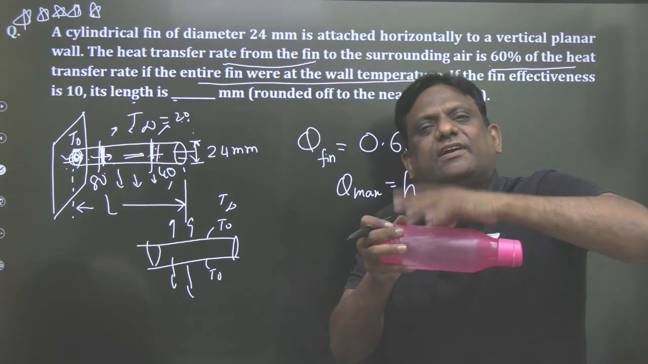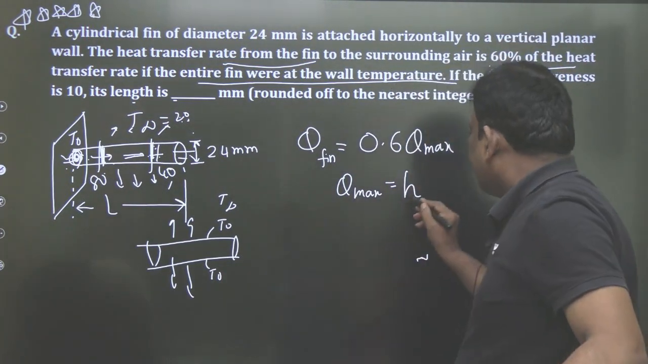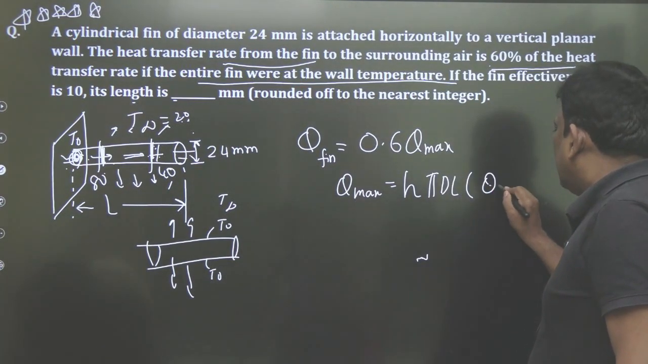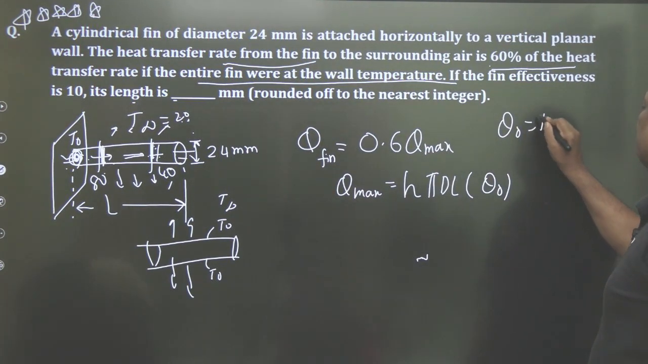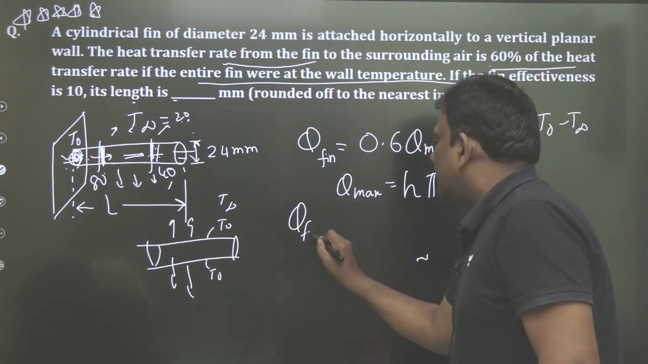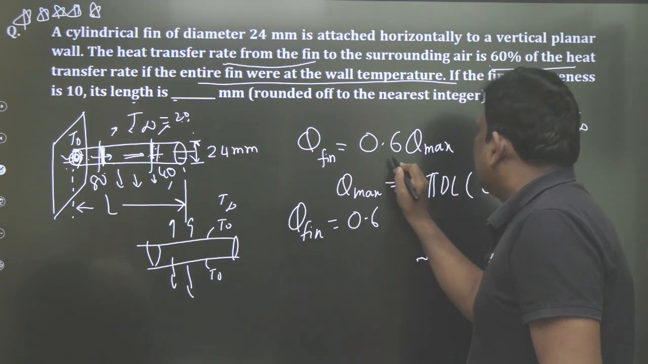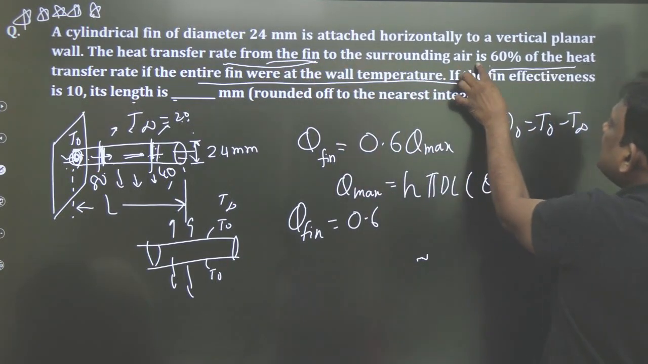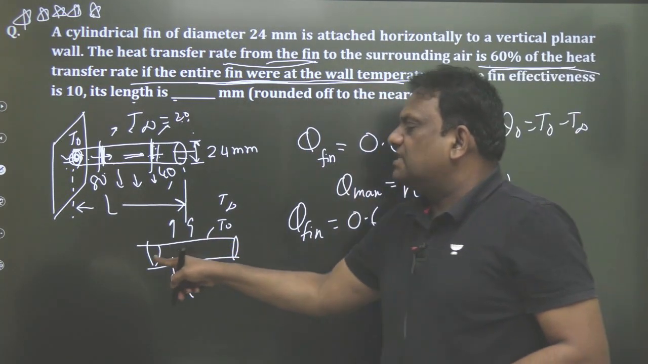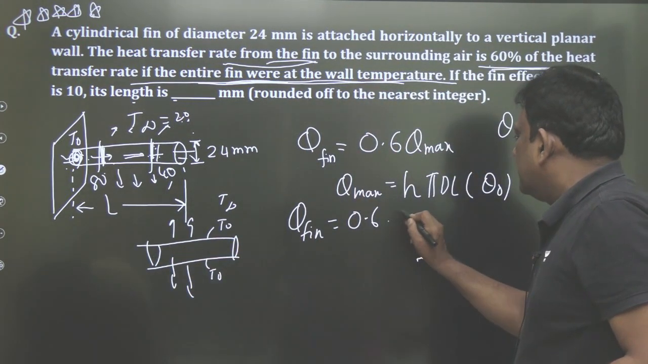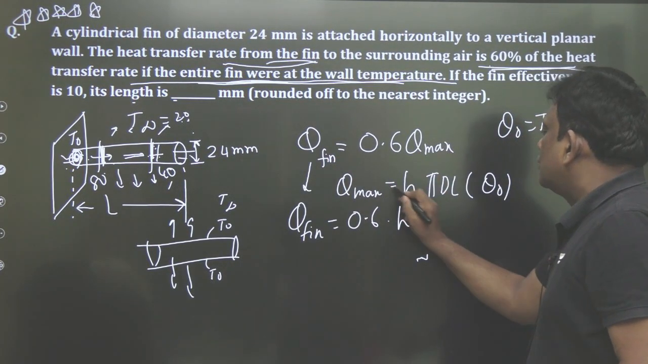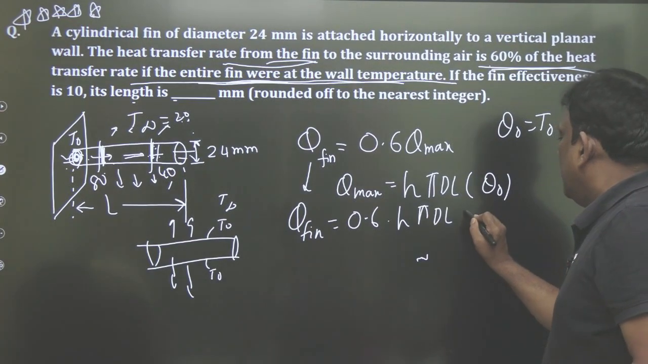So therefore, what is the convective heat transfer? h A delta T, so h pi D L into delta T. Let me write that delta T as theta naught, where theta naught represents base temperature minus ambient temperature. This is the maximum. So can I write, heat transfer from the fin, he has given, is 60% of the heat transfer if the entire fin were at the wall temperature. So therefore the heat transfer from the fin is 0.6 Q maximum. What is Q maximum? h pi D L into theta naught.